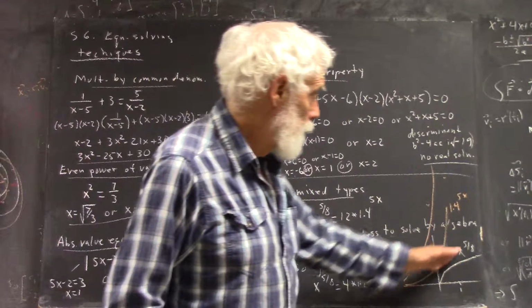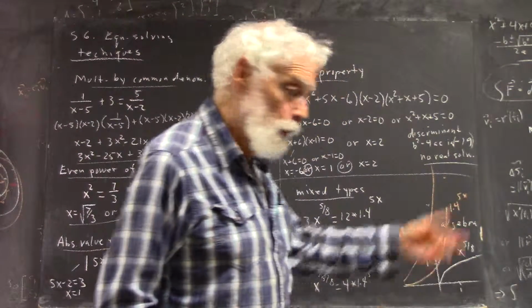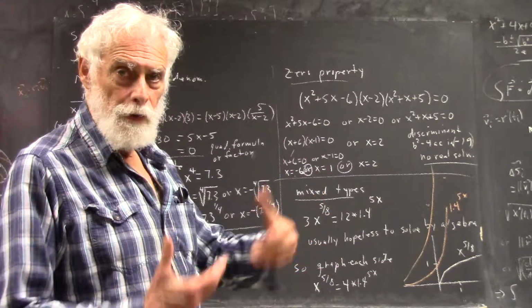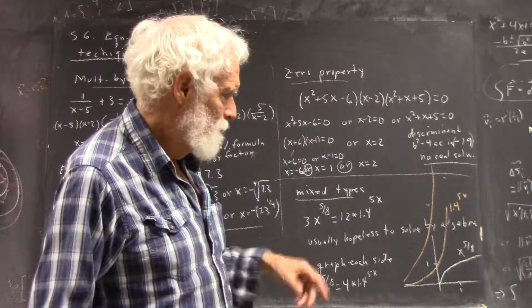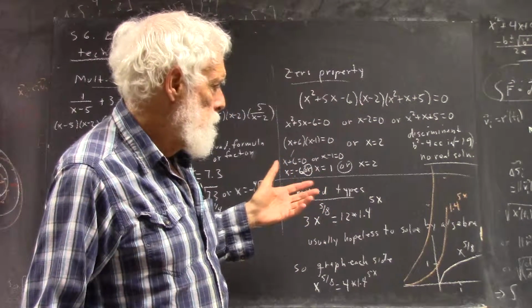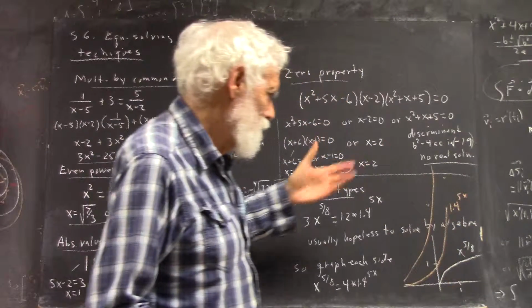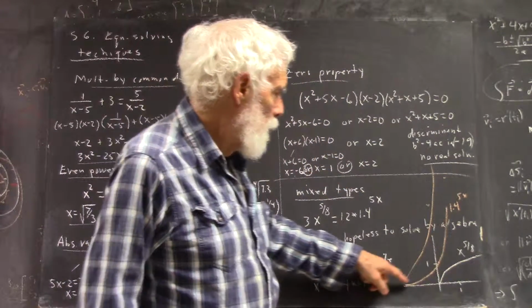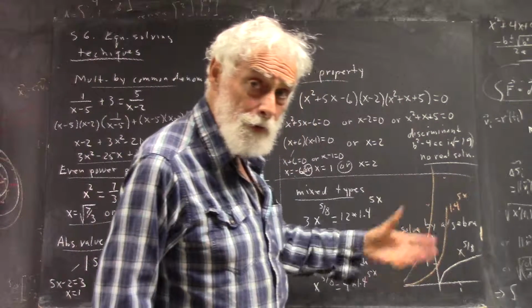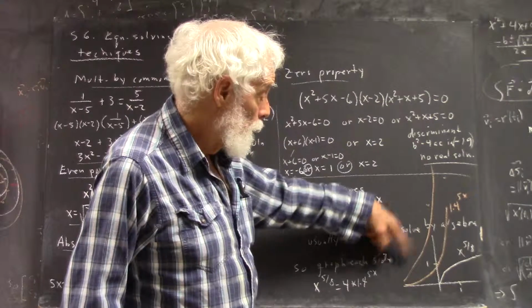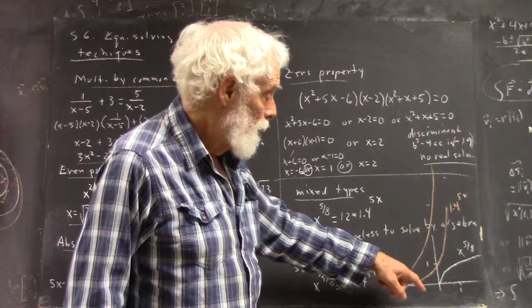X to the 5/8 has a graph that looks like this. It goes through 1, 1, and it looks a whole lot like the square root of x. It's a little different, okay? Not quite as curvy. It doesn't have quite as much curvature. The graph of 1.4 to the 5x might look something like this. I went through the details. And 4 times 1.4 to the 5x will look like this.